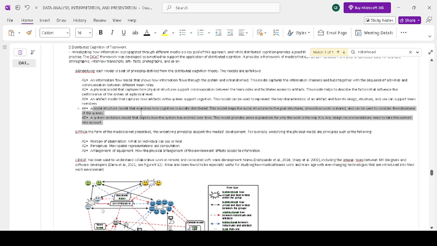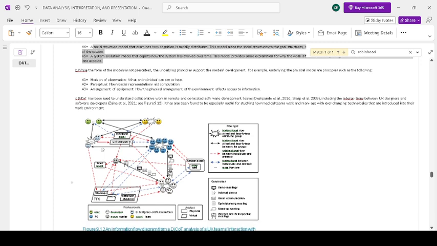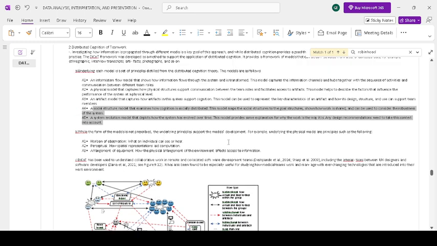A social structure model that examines how cognition is socially distributed. So this talks about how cognition or energy are distributed in the whole system. Kind of like a system that's designed in more detail, right? But it's about people, so like energy. This model maps the social structure to the goal structure, shows how work is shared, and can be used to consider the robustness of the system.